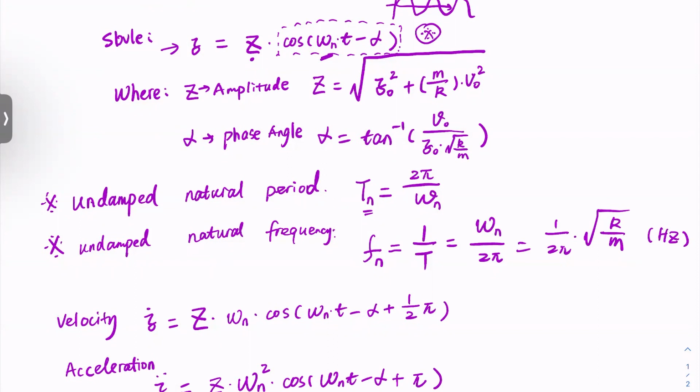So basically the amplitude of the velocity changed, right? And also the amplitude of the acceleration changed. But their circular frequency is still the same, but their phase angle is changed as well. So basically the velocity lags behind the displacement by half a pi, and acceleration lags behind the velocity by another half a pi.